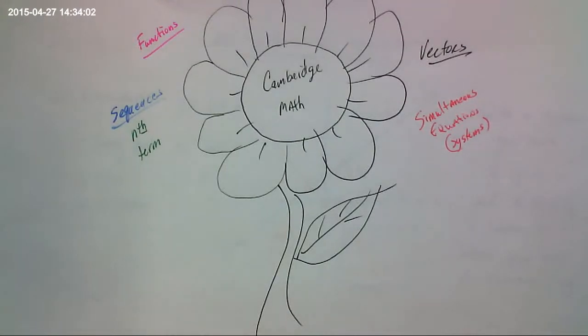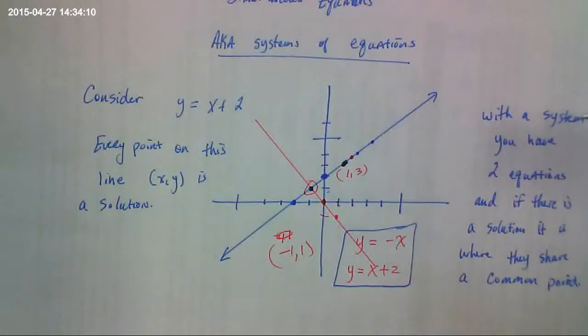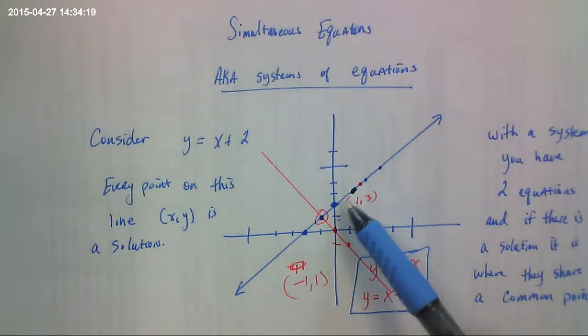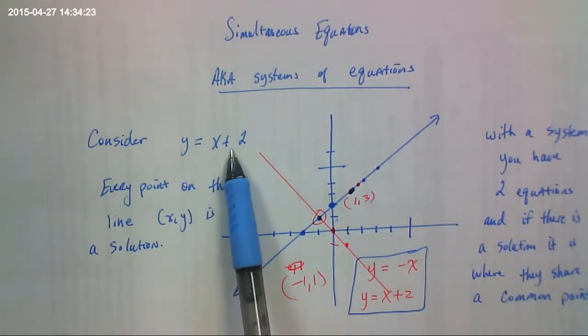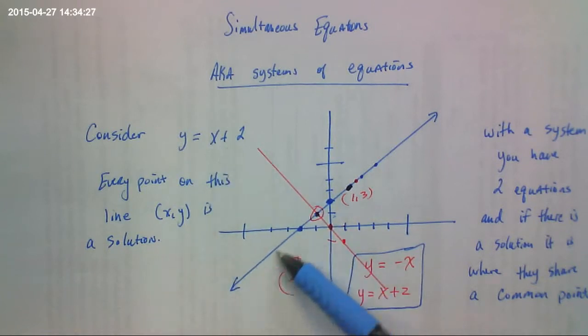Howdy. We'll do a quick review of simultaneous equations, which in the United States we call systems of equations. One of the things to keep in mind is what a solution to a single equation is, and that is a value. In this case, if you have an x and y, it's a pair of values that make this equation true. So I've got y equals x plus 2 graphed here.